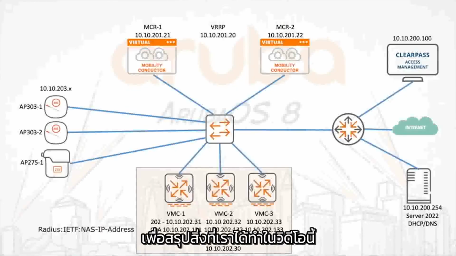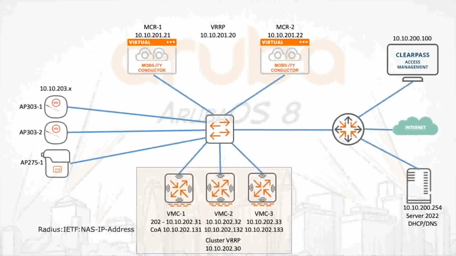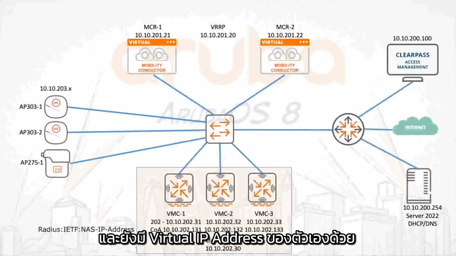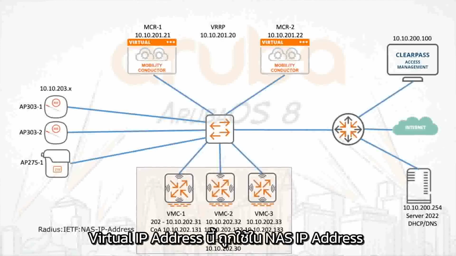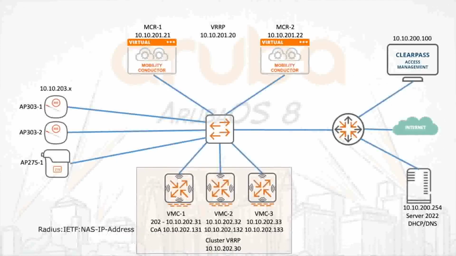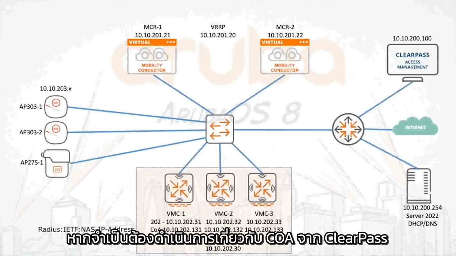To recap what we have done in this video, we have built a controller cluster consisting of 3 controllers, each with their own IP address and also with their own virtual IP address. That's 131 for VMC1, 132 for VMC2 and 133 for VMC3. This virtual IP address is used in the NAS IP address that is sent in the RADIUS packet to ClearPass, so that ClearPass knows where to send the CoA packet if it needs to do a CoA action from ClearPass.